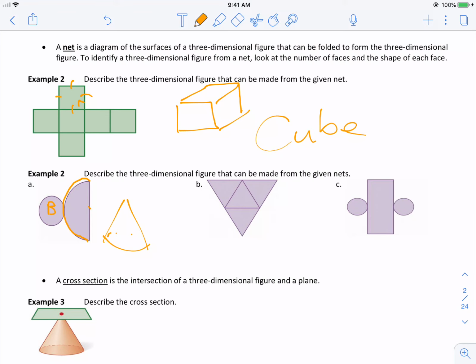In letter B, we're going to have our base right there as our internal face, and then these sides are going to fold up to this apex vertex, giving us a triangular pyramid as our object. And then lastly, letter C, we have a cylinder with our two bases right there as the two circles, and then this is the lateral face wrapping around, giving us an object that kind of resembles a cylinder right there.